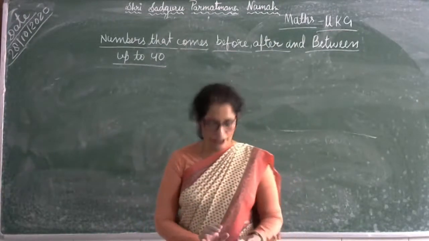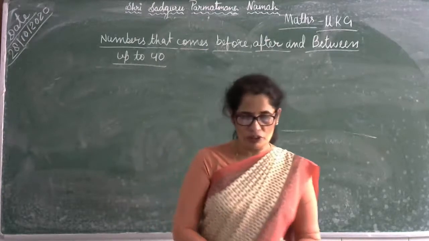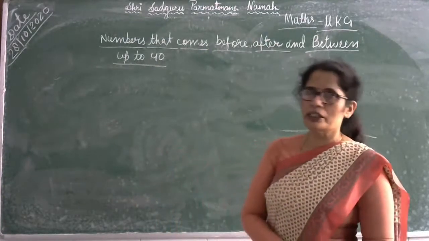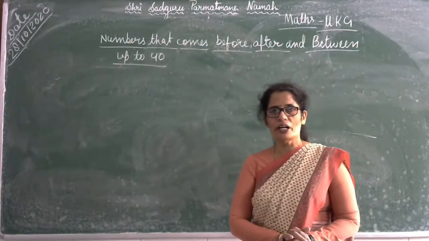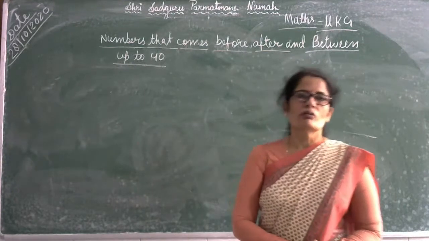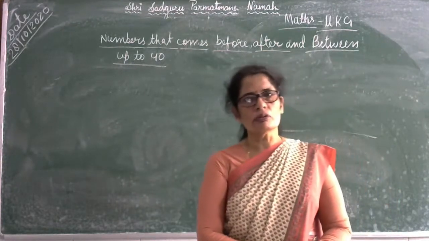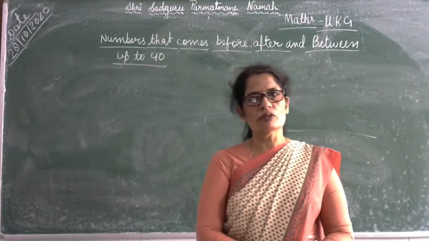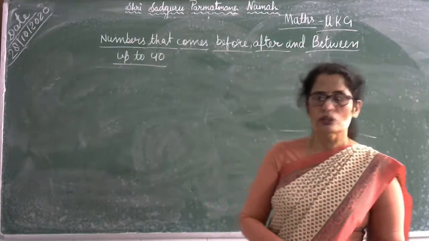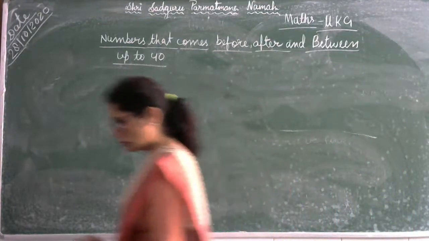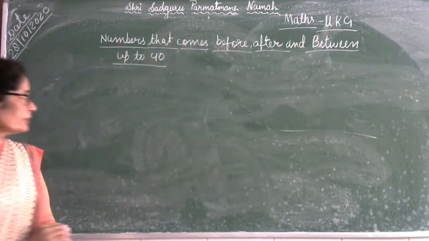Hello, good morning kids. Today we will do the practice of the number that comes before, after and between. We will know it up to 40, meaning 1 to 40. We will do the practice for that. So once again we will know it.